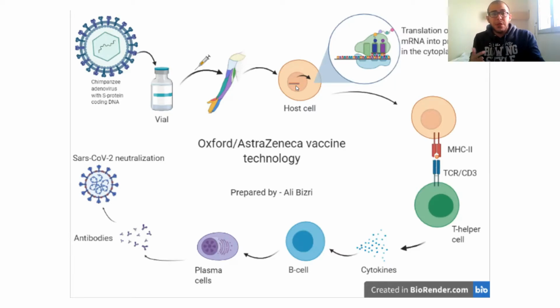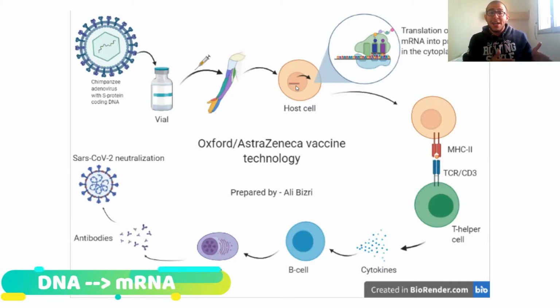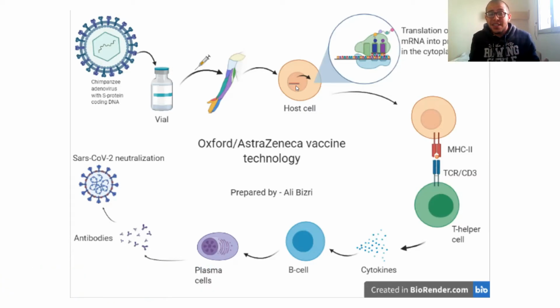Now, it's very important to mention that there is going to be no incorporation of this gene, this DNA fragment, into our genome. It's simply going to be using specific enzymes that are present within the nucleus in order to get converted from DNA to mRNA. And after that, it simply follows the exact same route that the Pfizer, BioNTech, and Moderna vaccines take. I'll try to make it as short as possible.